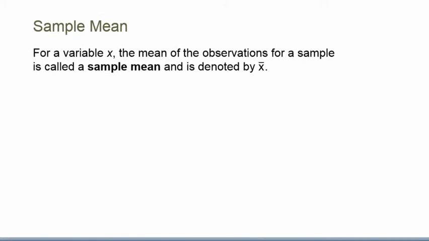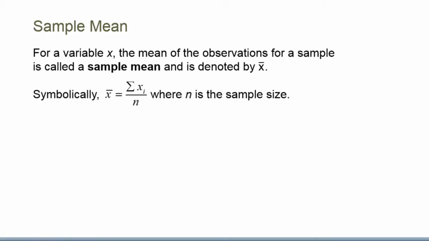Sample mean. For a variable x, the mean of the observations for a sample is called a sample mean and is denoted by x bar. Symbolically, x bar equals the sum of x sub i divided by n, where n is the sample size. The summation symbol, which looks like an E, means add up all of your data points. The i denotes the number of data points, whether we have 2 data points or 100 data points. n is the sample size, and x bar is the symbol for sample mean.